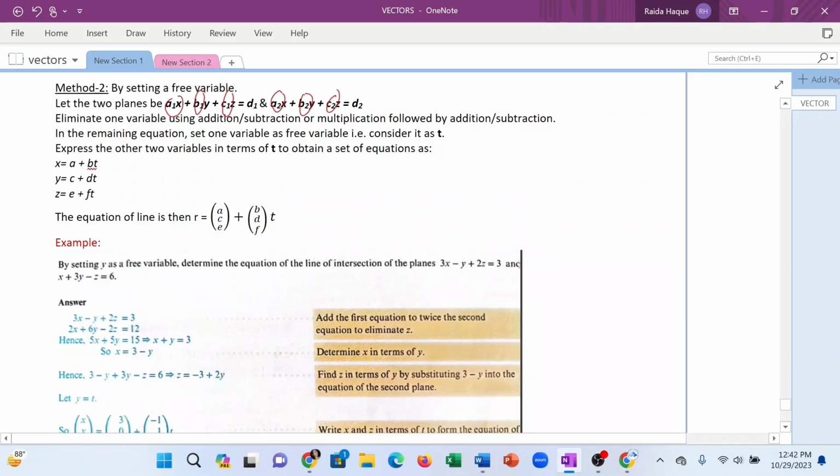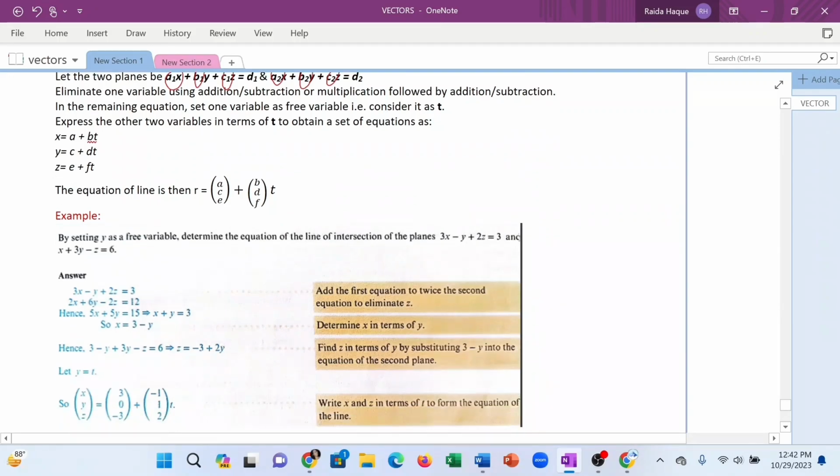So, for example, we have this sum over here where, by setting y as a free variable, we determine the equation of the line of intersection of these two planes. So over here, what they're doing first is they have added the two equations to eliminate z, and then they're left with 5x plus 5y equals 15, or x plus y equals 3. So now you can say that x equals 3 minus y, right? You are expressing x in terms of y.